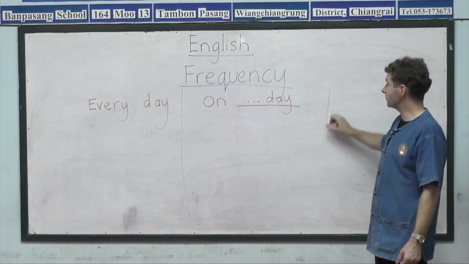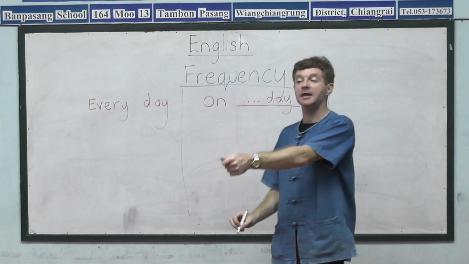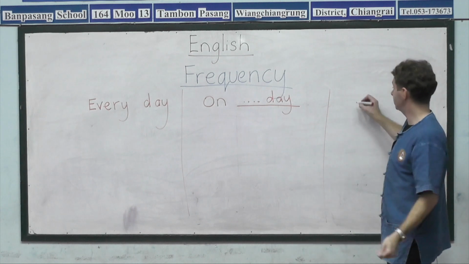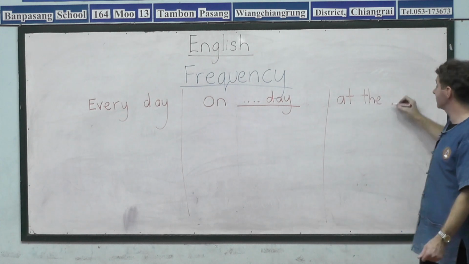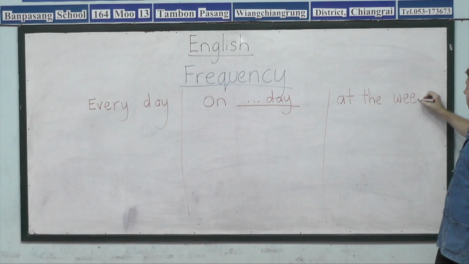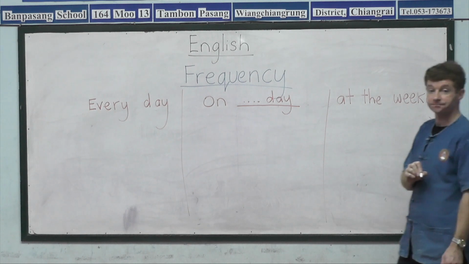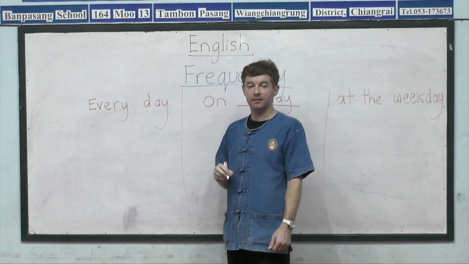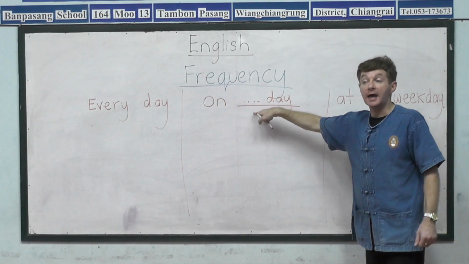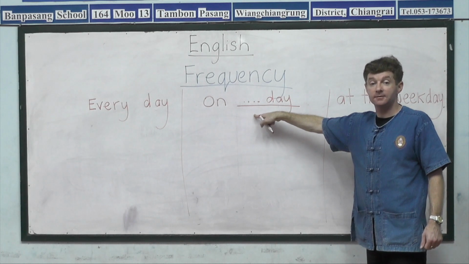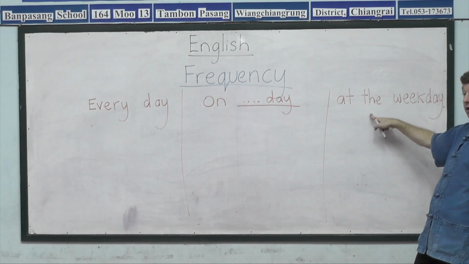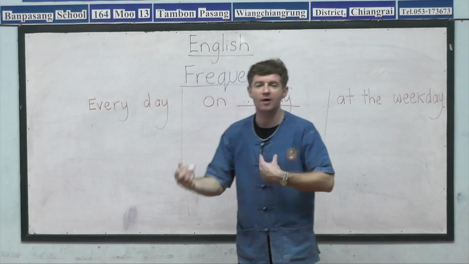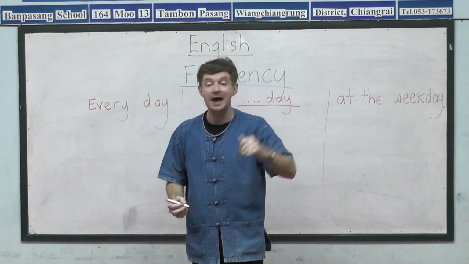So we can say the first part, and every day ends D-A-Y. But what about Saturday and Sunday? What do we say? At the weekend. So we have every day. On a certain day, we will say that day, okay? And then, if it's Saturday and Sunday, what do we say? At the weekend. And what's the first word? When we describe ourselves doing something, we say I, okay?